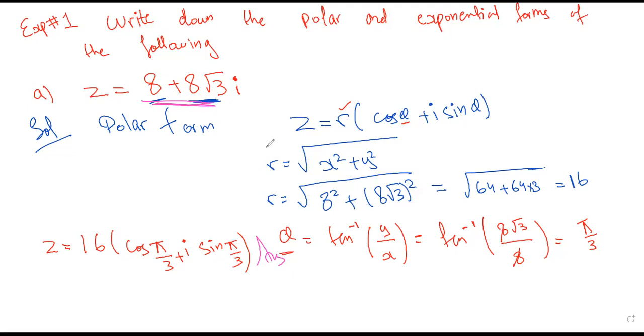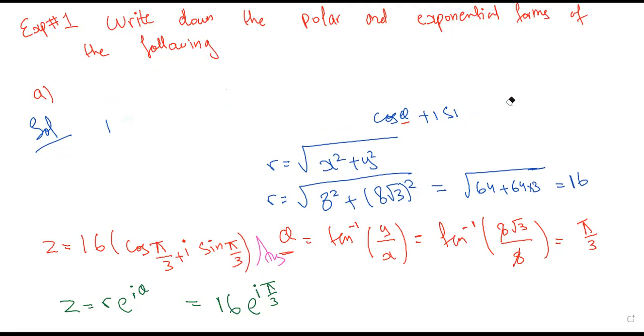Okay, and if I want to find the exponential form, it's very, very easy. z equals r e to the iota theta. Now, how do I find r and theta? There's no point in finding it out because we already have r and theta. So it would be 16 e to the iota pi by 3, right? So this would be your answer. Did you understand this example completely? Okay. So let's talk about the next part of the same example, just so we get to practice more.